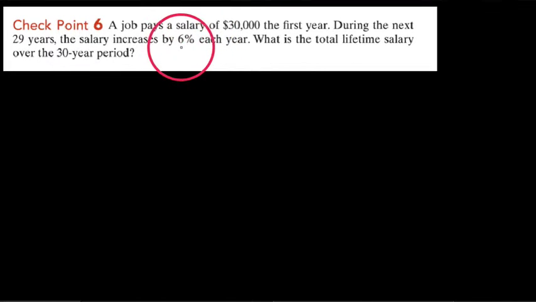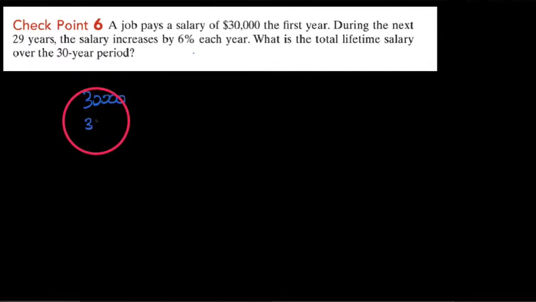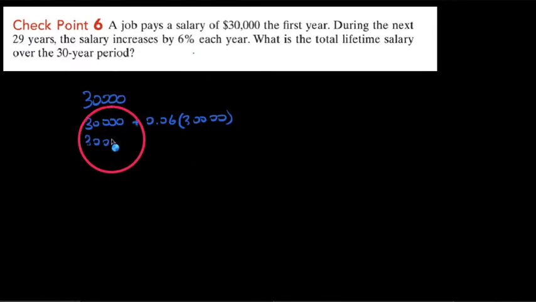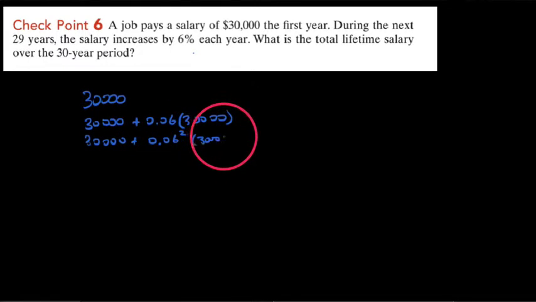And so this would be basically a geometric situation, because each year we're going to take your base salary times, I guess, 106%. The first year you're getting your $30,000, the next year you're getting $30,000 plus 6% of $30,000, which we would find this way. Then the next year, you get $30,000 plus 6% squared times $30,000.